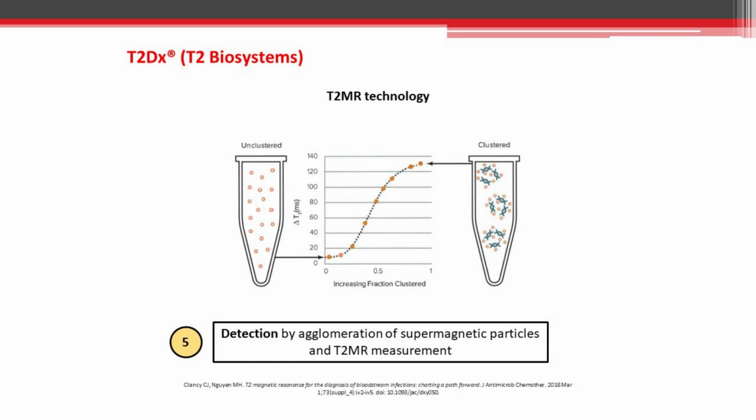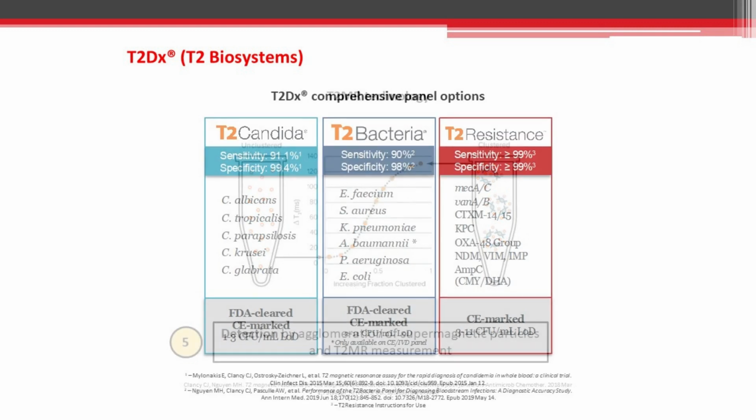I want to hold on to this last point for just a couple of seconds to explain that at the beginning of the reaction, the particles are unclustered, as you can see here. But as the reaction goes on and as the primers bind to the specific targets, the particles get clustered, and that alters the magnetic resonance signal, which is picked up by the device.